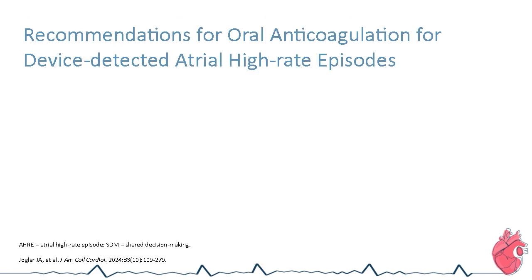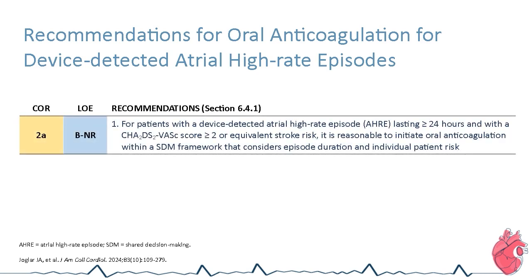Recommendations for oral anticoagulants for device-detected atrial high-rate episodes with no previous AFib diagnosis. These are patients who happen to have a pacemaker or ICD that helps us identify that they have an irregular heart rhythm. AFib is at high risk of creating stroke. So the guidelines recommend, these are 2A recommendations, that you get the patient in and reasonably initiate oral anticoagulation, but you use a shared decision-making framework that considers the episode durations and the individual patient risk for stroke.